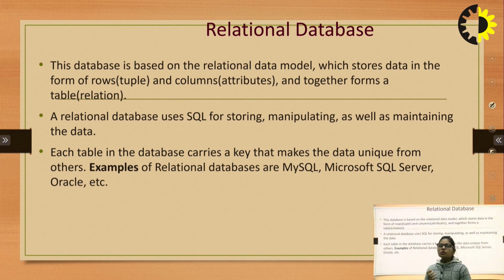A relational database uses SQL, structured query language, for storing, manipulating, as well as maintaining the data. Each table in the database carries a key that makes it unique from others. Examples of relational databases are MySQL, Microsoft SQL Server, Oracle, etc. In a relational database, we have different types of keys like candidate key, primary key, foreign key, and super key. These are the different keys that we use in a relational database, and they help us in fetching the data.